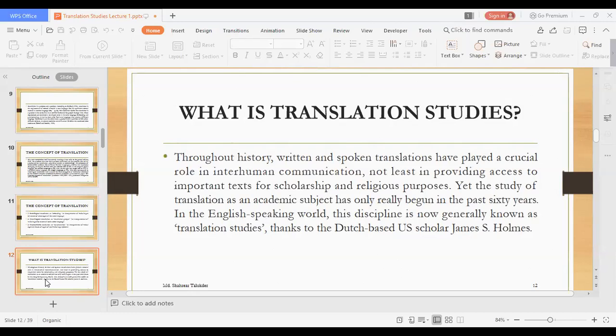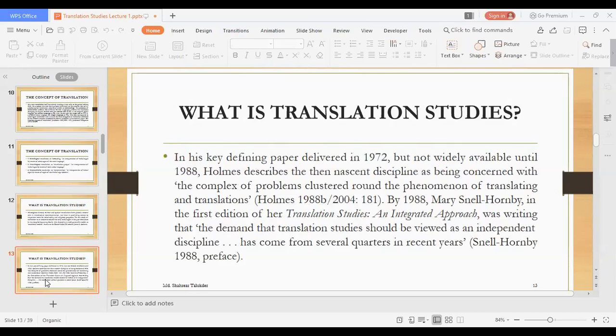Especially in the 1960s, it developed as a subject. Now, in the next slide, it says that in his key defining paper, delivered in 1972 but not widely available until 1988, Holmes describes that the nascent discipline has been concerned with the complex of problems clustered around the phenomenon of translating and translations. I will make it very simple for you.